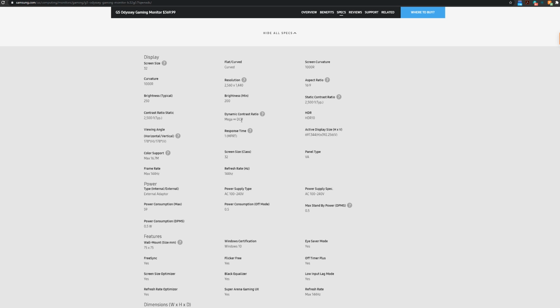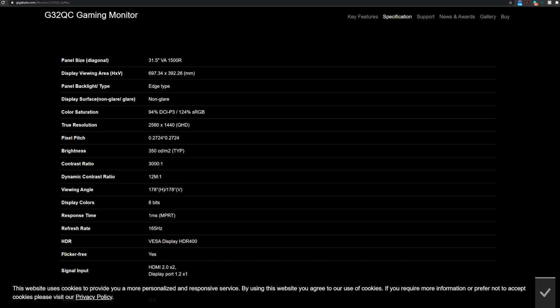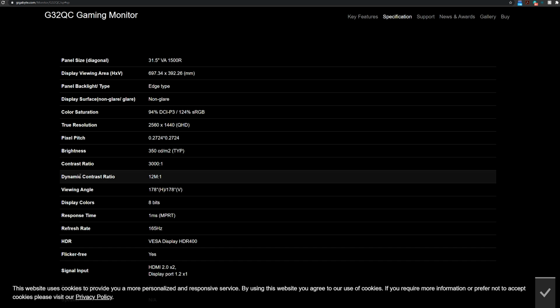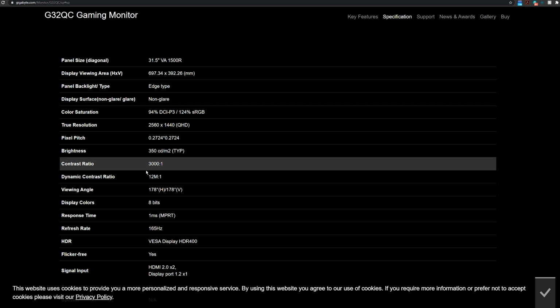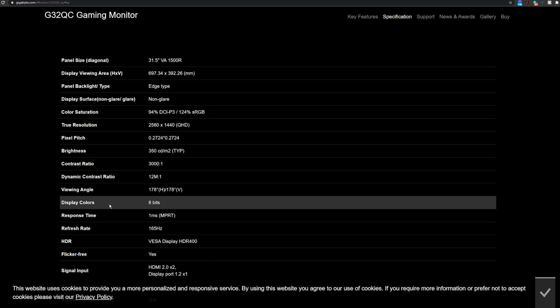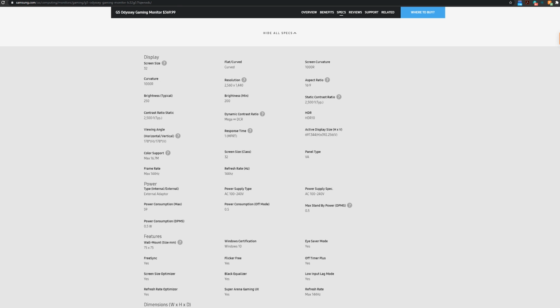But what they do here is they use this lingo, mega DCR, so it's mega dynamic contrast ratio. They don't give you a number. Now Gigabyte does, it's 12 million to 1. If I had to guess, Samsung is pretty close. It's somewhere in that ballpark, right? Maybe a little bit less, maybe a little bit more. Display colors, 8 bits. That's going to be the 16.7 million colors, which the Samsung G5 here has the same, right? Color support max 16.7 million. That's 8 bits of color.